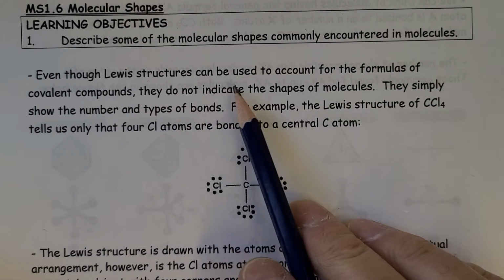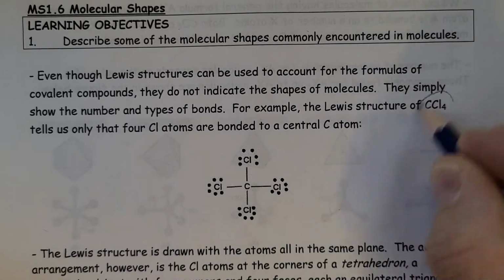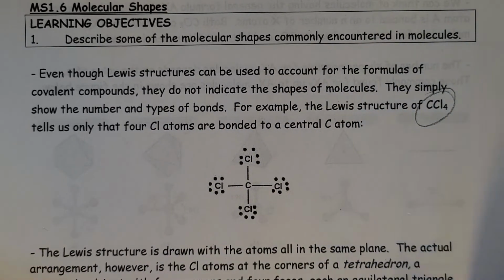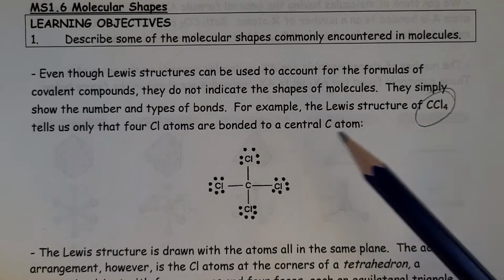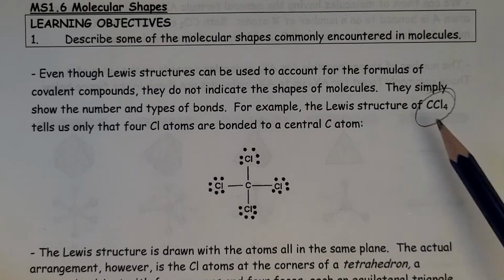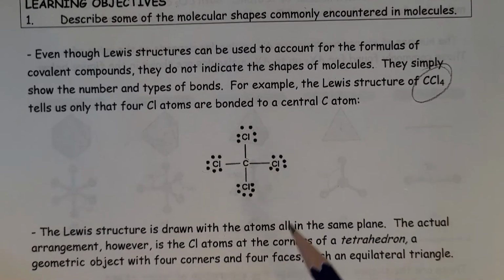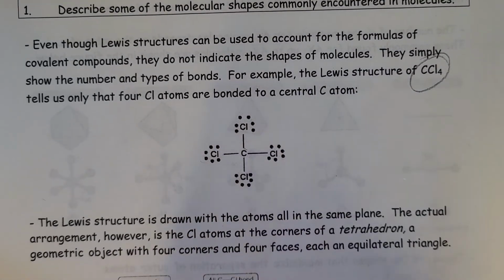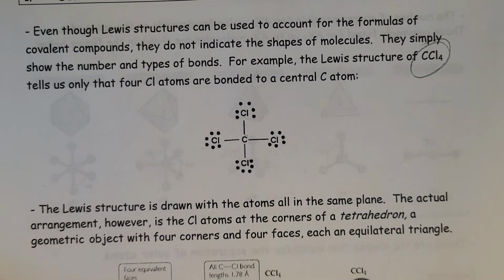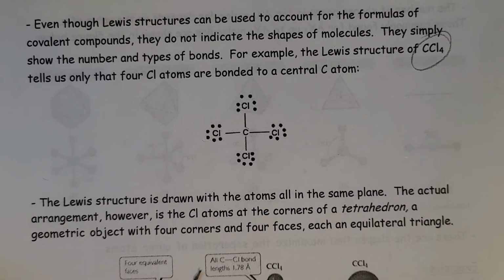So even though Lewis structures can be used to account for the formulas of covalent compounds, they do not indicate the shape, really. They simply show the number and type of bonds. For example, the Lewis structure of CCl4 tells us that we have carbon bonded to 4 Cl atoms. And of course, doing formal charges, we see that that is the correct structure. The Lewis structure is drawn with all the atoms in the same plane.